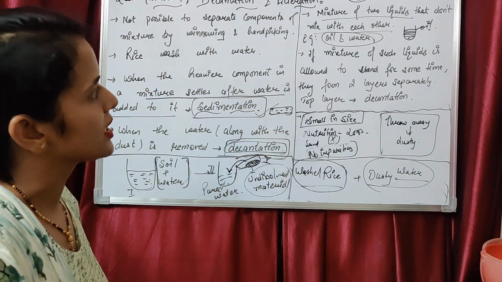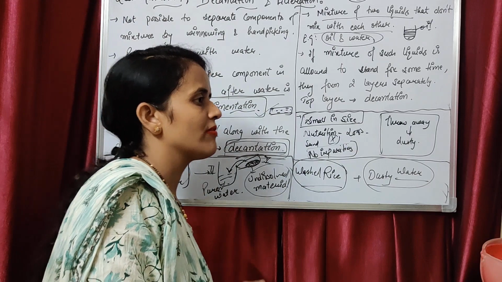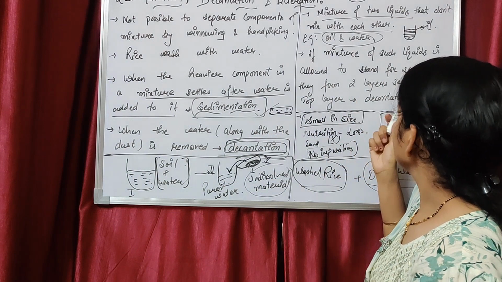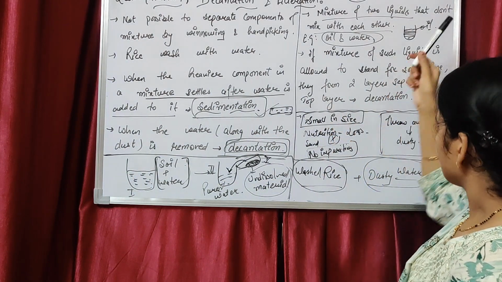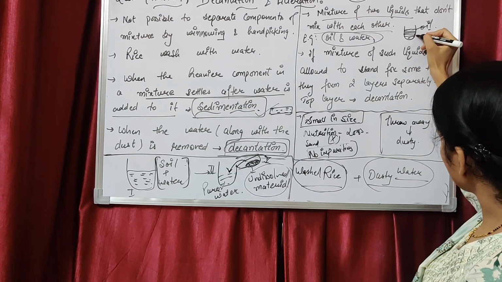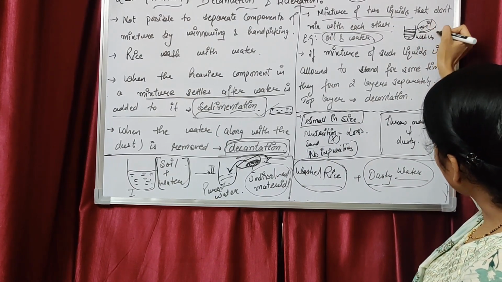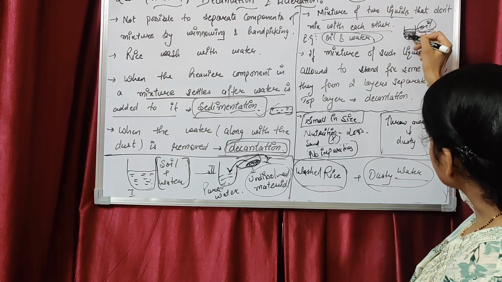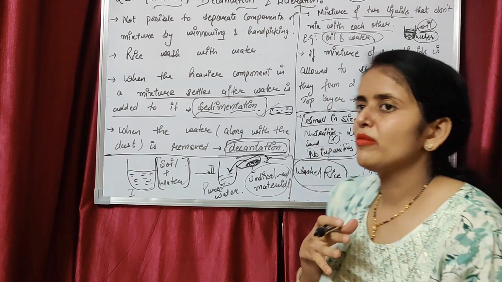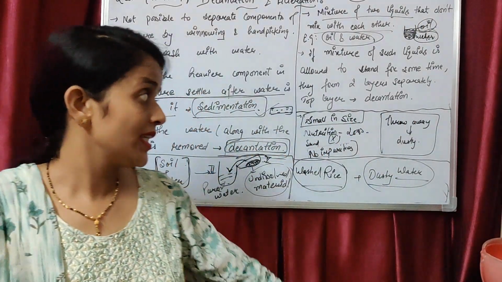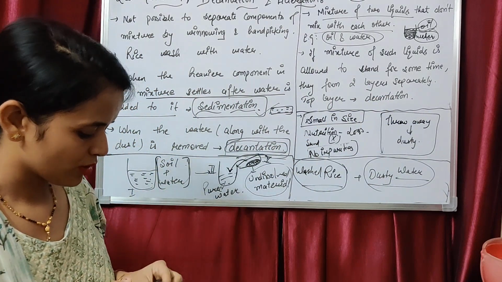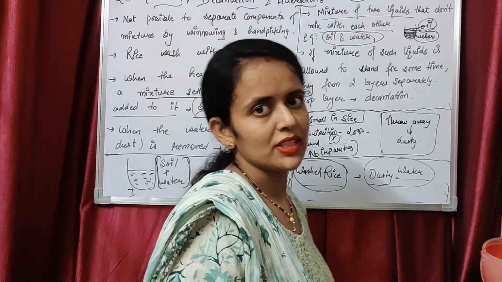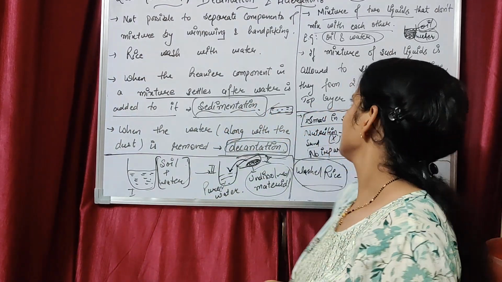So if the mixture of such liquids is allowed to stand for some time, they form two layers separately. You can easily see here, this is the water, and this layer is of the oil. So they form two layers, the first layer and the second layer. We can remove the top layer easily by using the decantation method. So here also we will use the decantation method to separate the two components of the mixture.